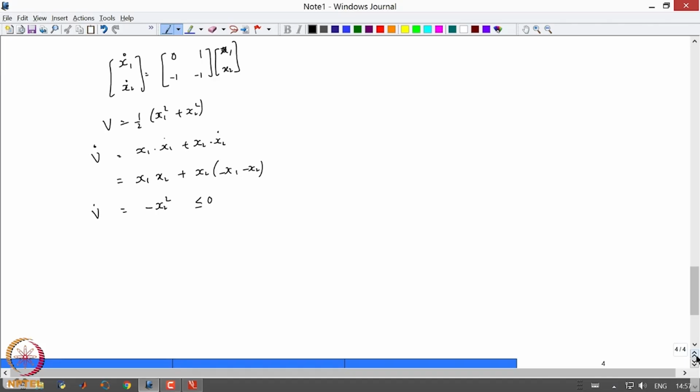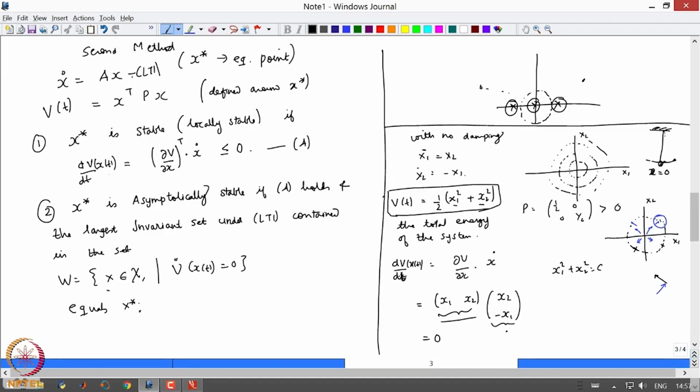Okay. So, the statement says that the system is stable as long as dV by dt is less than or equal to 0. In this case it was just equal to 0. This also means that this statement A here, the condition A, means that your solutions are uniformly bounded. That is the first condition we check for stability. The second condition we check for stability is that the system should be stable, and it should also be in such a way that as t goes to infinity, the solutions go to the equilibrium point, which is the origin in this case.